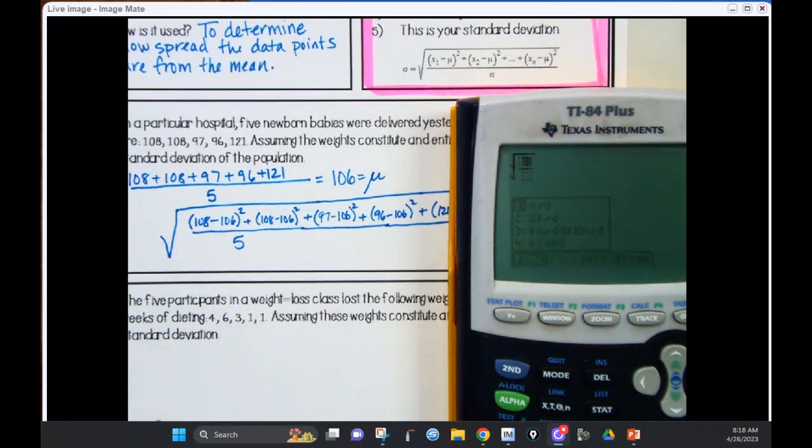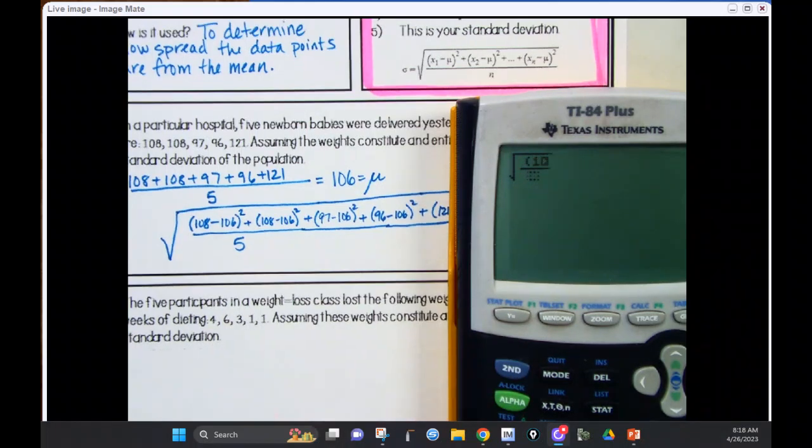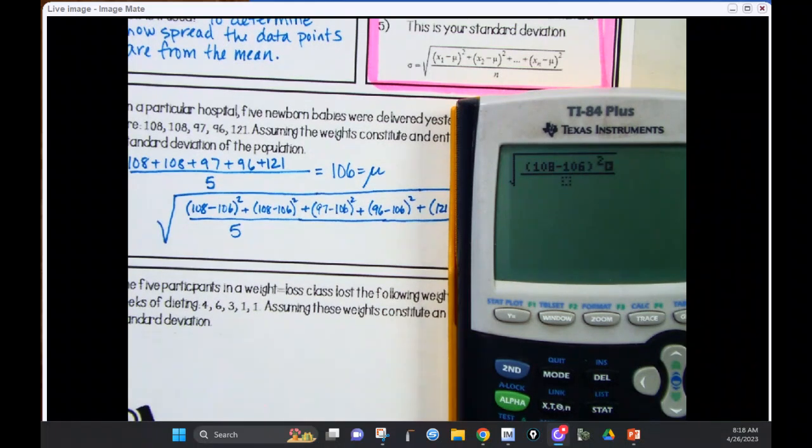So the most annoying thing about this probably is going to be making sure you go from your exponent back down. That just gets frustrating. So 108 minus 106. Square it. Oh, if I use squared, I don't have to worry about it. Green button, alpha. And then y equals is the very top left button. I don't think. There you go, number 1.